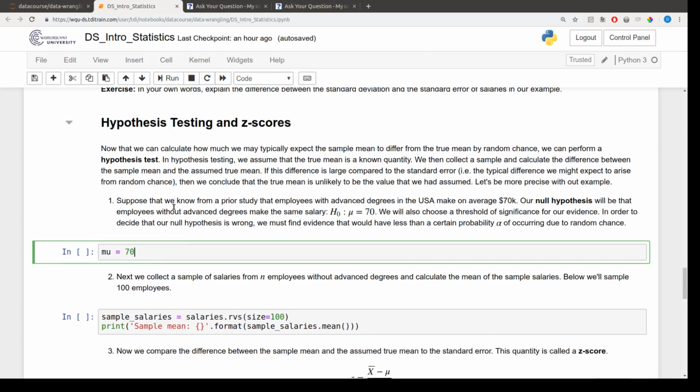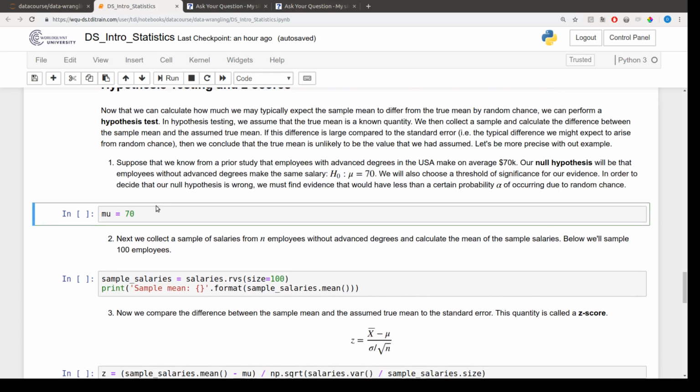So we're going to encode our null hypothesis in Python by setting the variable mu to 70. So we've assumed that the true salary for people without advanced degrees is $70,000 a year. Now that we have established the parameters of the argument, the null hypothesis, and the threshold of significance, it's time to collect some data.